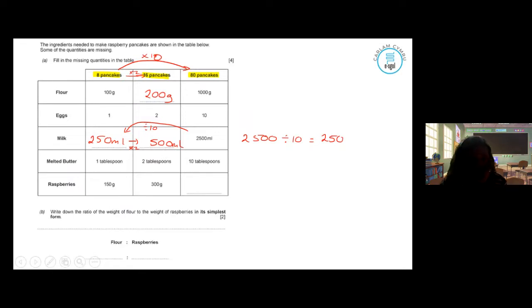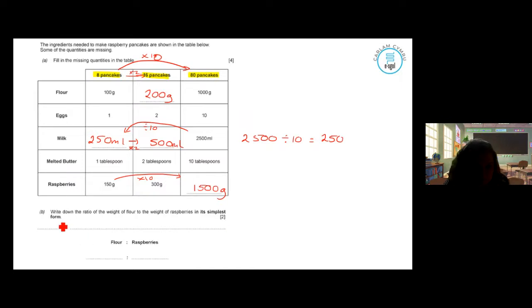All of the next line is filled in, so I'm down to the bottom line, which is raspberries. I've got the first two and I need to get to 80. So I'm going to skip that 16. I'm going to use this one because I know I have to multiply by 10 here. So 150 multiplied by 10, 1,500 grams would go in that one.